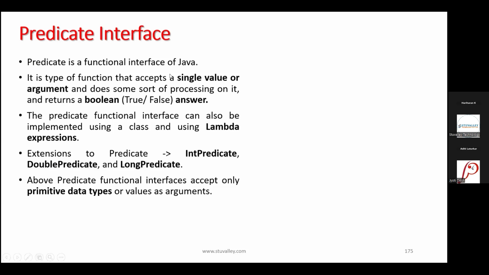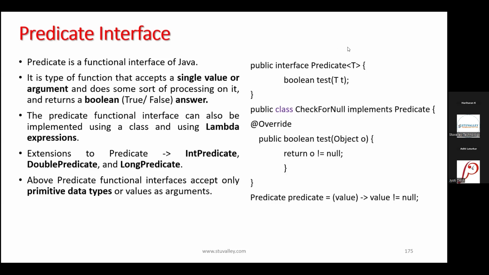In the normal predicate interface, we can pass any type of data as a parameter. For example, this predicate interface with T is nothing but the generic type. It is defined with the generic type. This is an already built-in interface, already written and provided to you. Interface Predicate with T as a generic type. You can pass any type of data here.